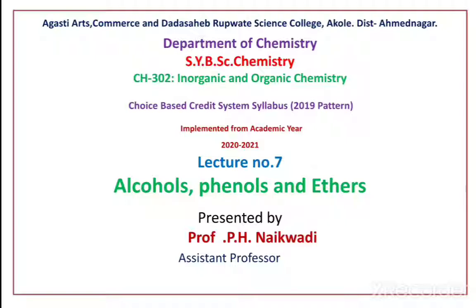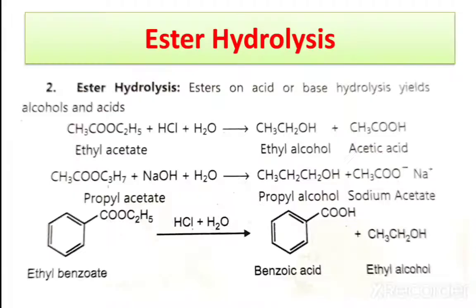Today we will start the remaining part of alcohol, that is ester hydrolysis. Ester hydrolysis has two types, that means acid ester hydrolysis or base ester hydrolysis. It yields alcohol and acid. That means the ester undergoes hydrolysis, with formation of alcohol and acid as the final product.